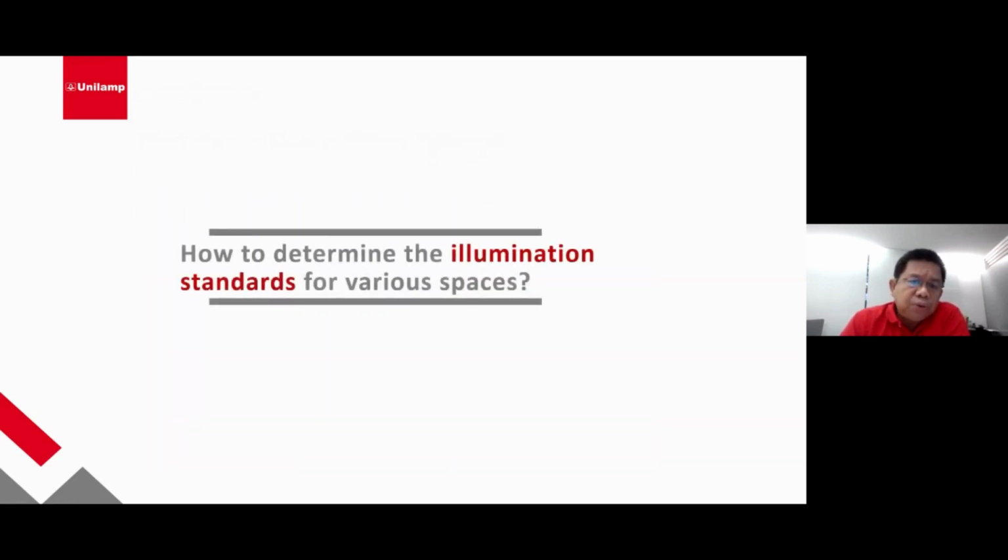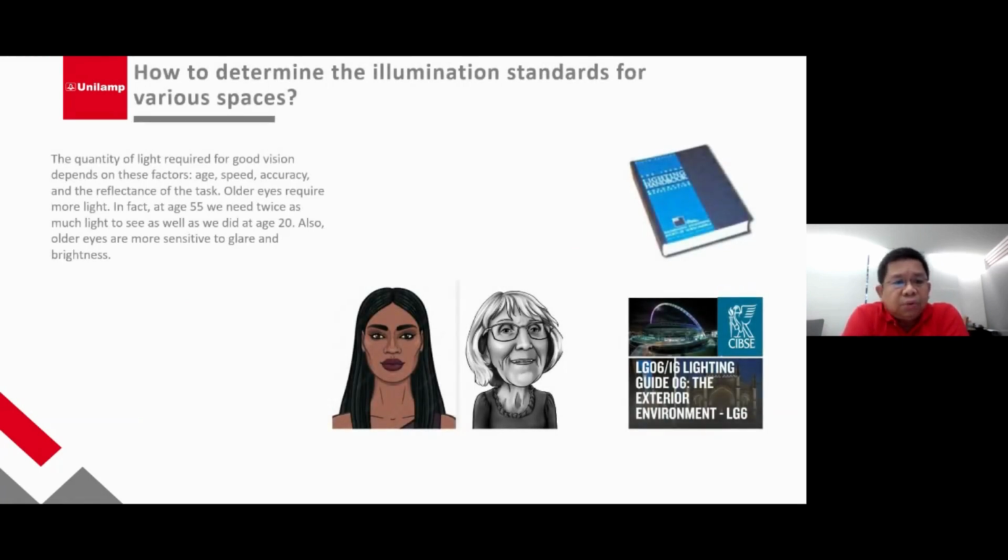So we go to how to determine the illumination standards for various spaces. This is also very important because we need to know the proper illumination level in order to maximize our design, and it could be more economical instead of under design or over design. As we know, the quantity of light required for good vision depends on factors like age, the speed, the accuracy, and also the reflectance of the task. For a younger person, light is perceived as much brighter compared to an older person. So this is important, and that's why we need to have references.